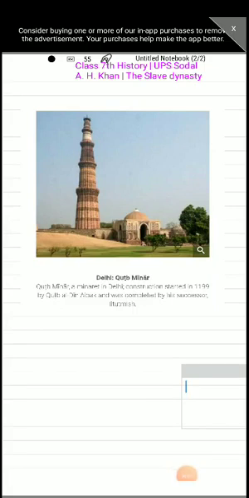Today we are discussing class 7th history, and yesterday we discussed the background of the Delhi Sultanate. Today we will discuss the first dynasty that ruled, which is the slave dynasty. And there is a picture below of Qutub Minar, which is a victory tower in Delhi.